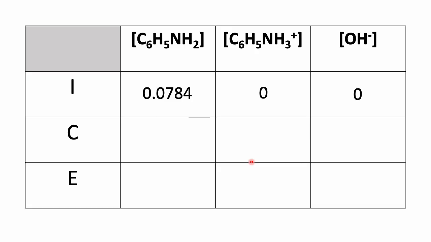Our change will be represented by a variable x. So aniline will be minus x since it is going down, and aniline's conjugate acid as well as hydroxide will both be plus x since they are going up. Our equilibrium row will be the initial concentrations plus or minus the change. So aniline will be 0.0784 minus x. Aniline's conjugate acid will be 0 plus x, so just x, and hydroxide will be 0 plus x as well, so just x.